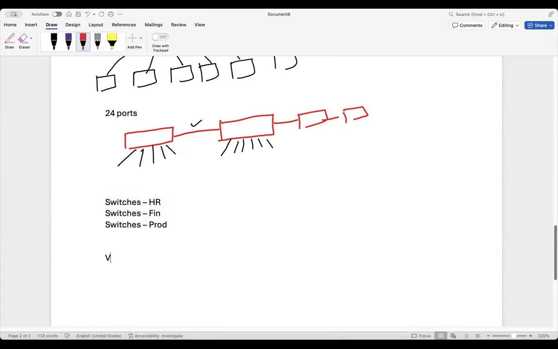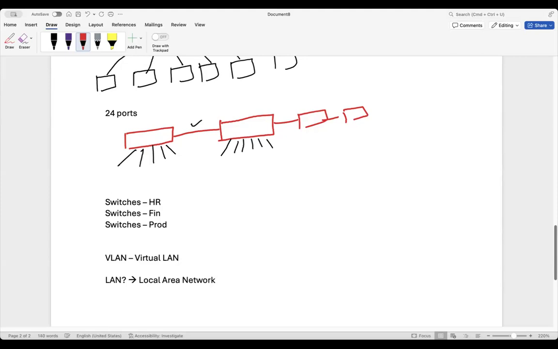Yes, that is possible. That is where we come up with a concept called a VLAN, which is nothing but virtual LAN. Now, before I get into the virtual LAN, do you know what a LAN is? Anybody? I think it's a connection within the same... Perfect. Correct. It stands for local area network.